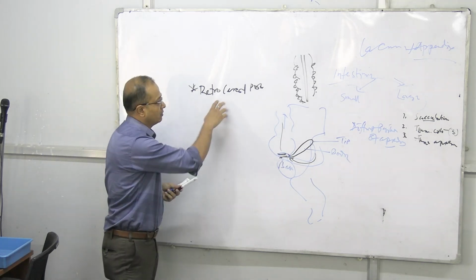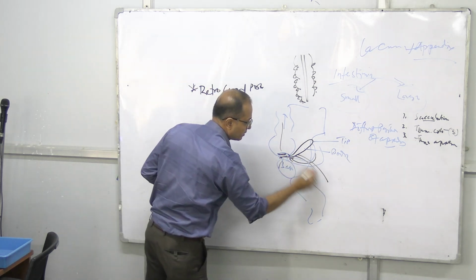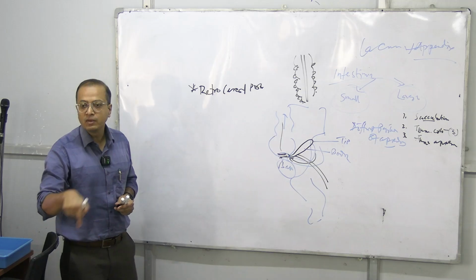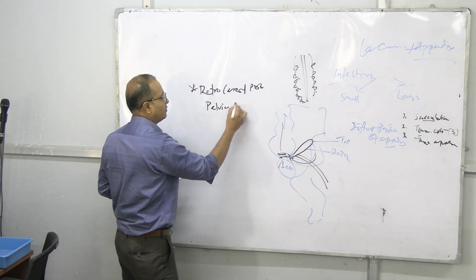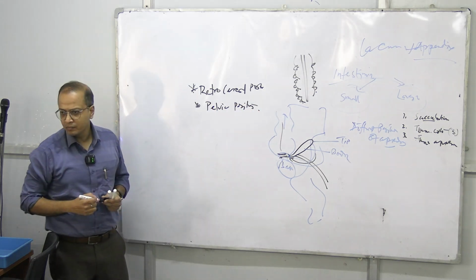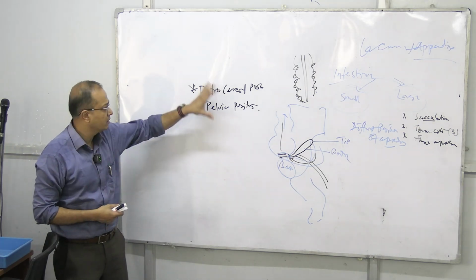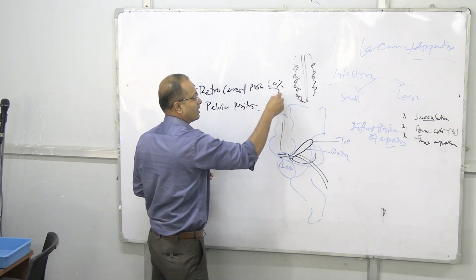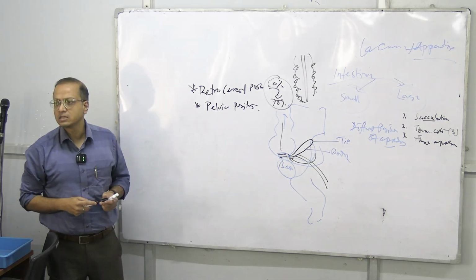Now the appendix may be directed downwards, with the tip projected down. Then we call it the pelvic position, directed towards the pelvis. These are by far the common positions of the appendix. Retrocecal and pelvic positions are the common ones. Out of these, retrocecal is the most common, more or less 60% or more. In 60 to 70% of cases we see that it is in the retrocecal position, which is the commonest.